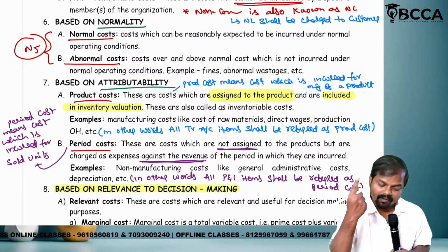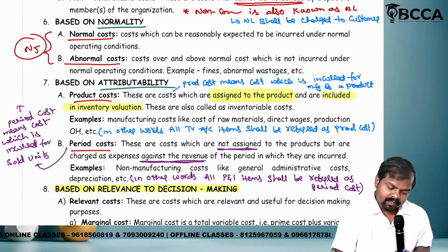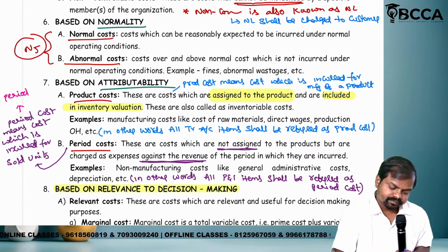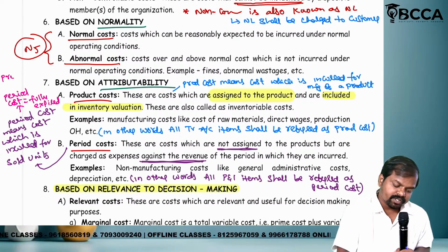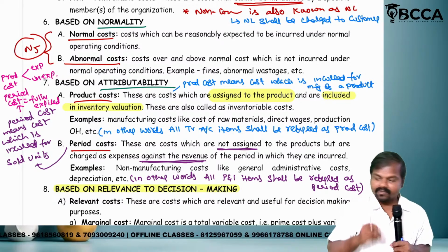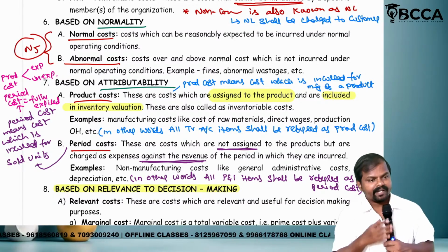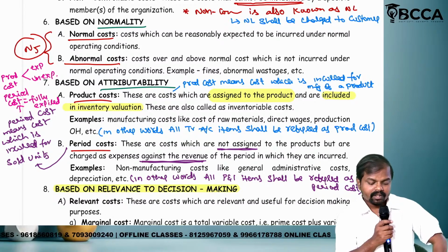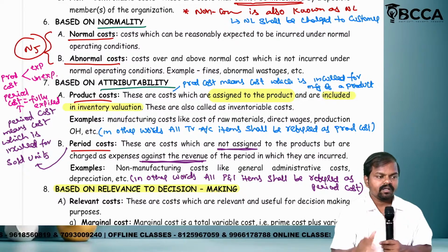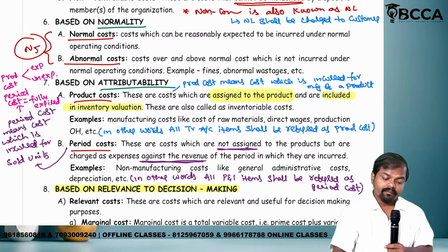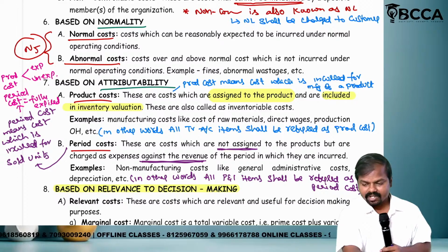Please adjust one statement. Period cost is equal to fully expired. Most important. Product cost is equal to expired plus unexpired. Expired, unexpired. Clear, my dear friends? Till now clear? Just wait, the screen was stuck.